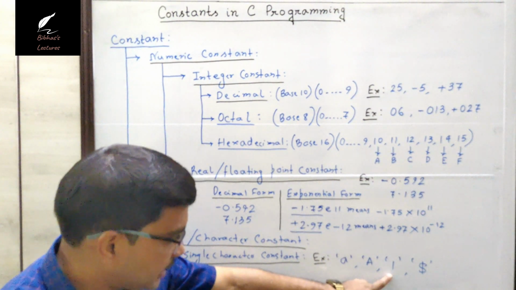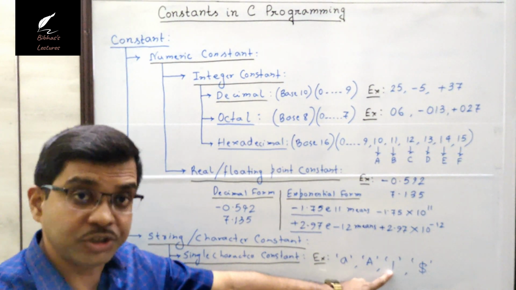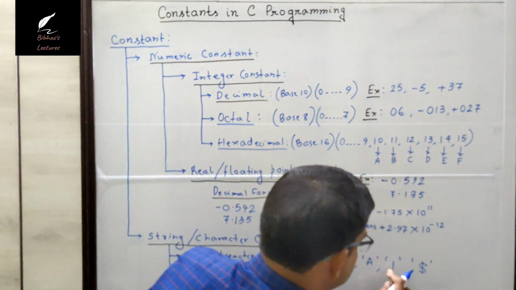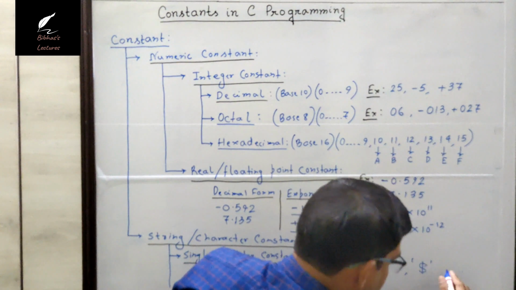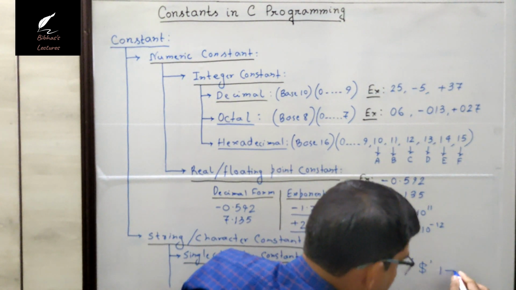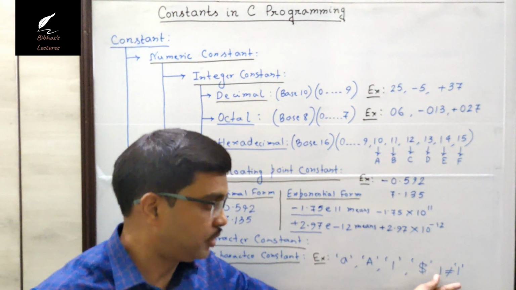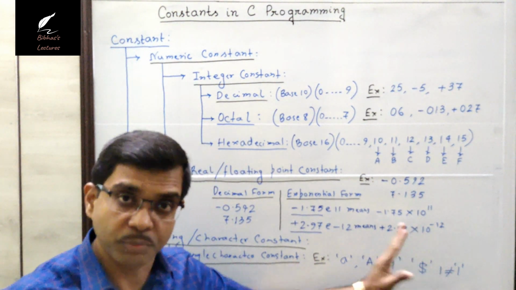Now look at this character 1. Here it is not a numeric value, it is a character. Since it is not a numeric value, this one will definitely not be equal to the numeric digit 1. So this is a numeric digit and this is a character. So this is very important. Please keep these things in your mind.